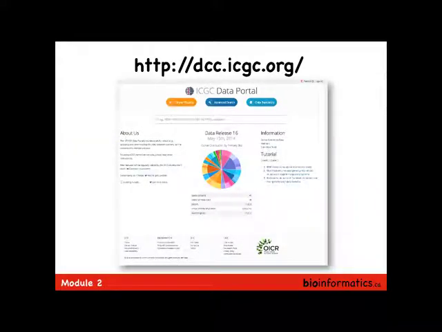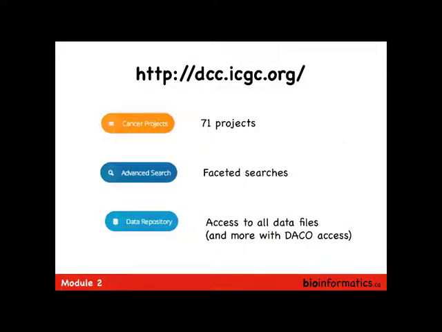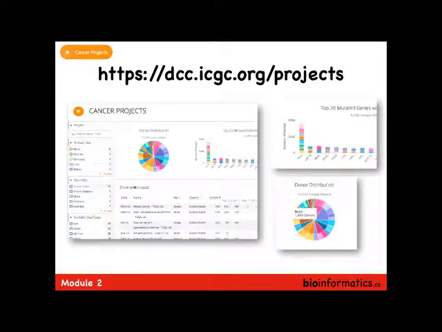On the DCC portal, if you go there now, you don't have to log in or anything like that. You'll have access to all the open data. All the open data means you don't have to log in. At the top bar, we have three categories. We have the cancer projects, and I mentioned there are 71 cancer projects. The advanced search, where you can do what we call faceted searches, and I'll talk to you a little bit about that. And the data repository.